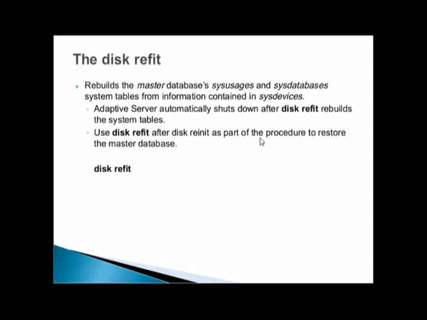Now let's understand the command which I was talking about, disk refit. It rebuilds the master database sysusages and sysdevices system tables from information contained in sysdevices. Adaptive Server automatically shuts down after disk refit builds the system tables. So use disk refit after the init as a part of the procedure to restore the master device. Okay, so the command is disk refit. That's simple, straight away.